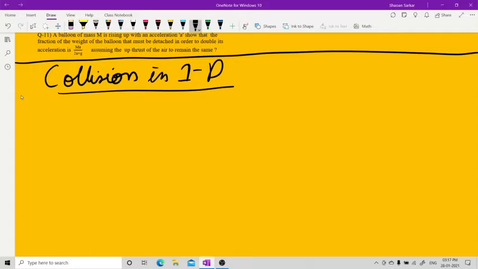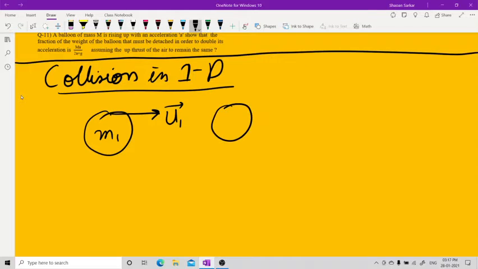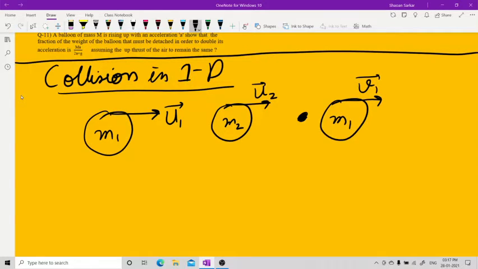Now first you understand this one. There is a mass m1. This is having an initial velocity u1 vector. This is a mass m2 having an initial velocity u2 vector. They are having some collision here. And then after that, m1 is having a final velocity v1 vector and m2 is having a final velocity v2 vector.